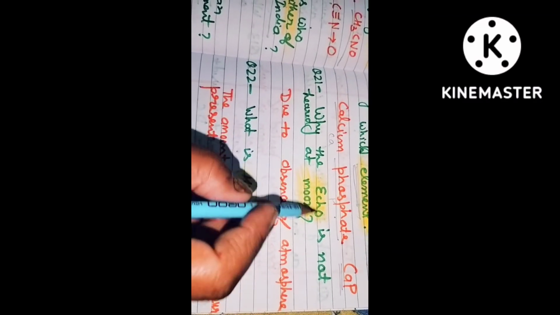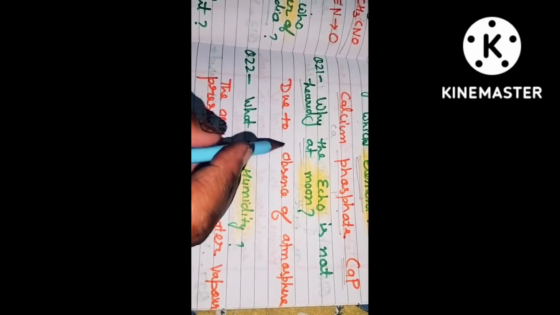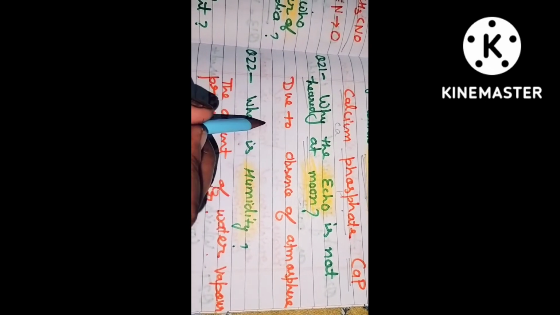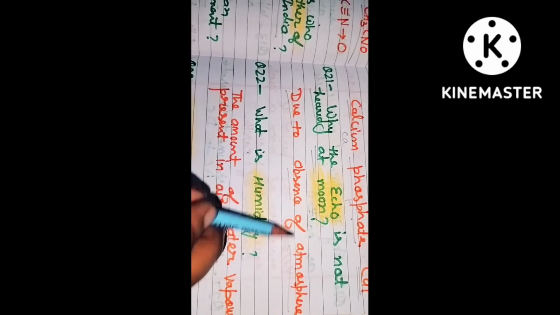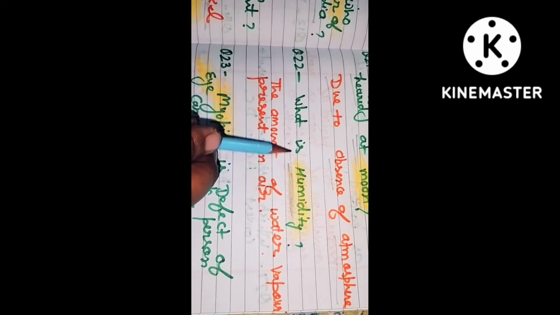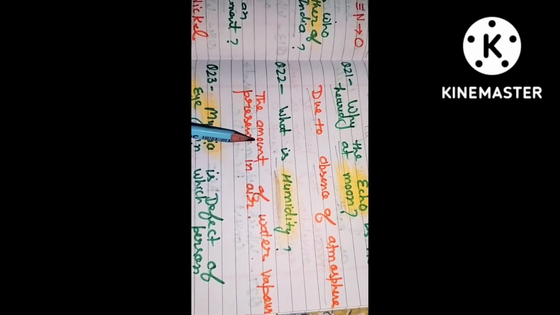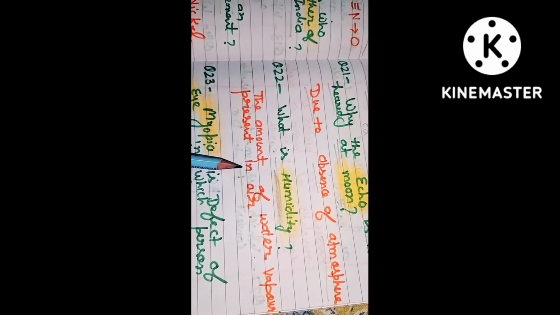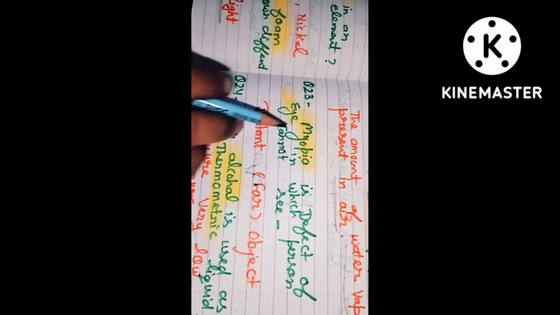Next, why is an echo not heard on the moon? We know sound needs a medium to travel, but due to the absence of atmosphere, the absence of a medium, an echo is not heard on the moon. Next, what is humidity? Humidity is the moisture content, the amount of water vapor present in air.